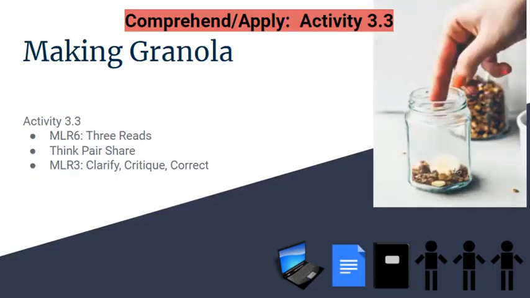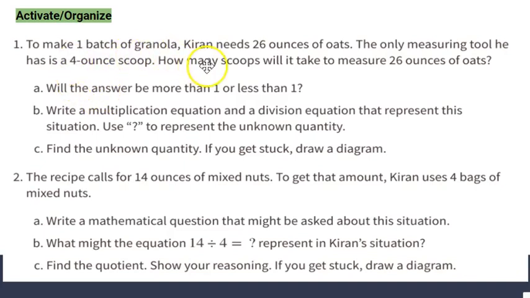All right, let's talk about some granola. To make one batch of granola, Kieran needs 26 ounces of oats. The only measuring tool he has is a 4-ounce scoop. How many scoops will it take to measure 26 ounces of oats? Is that going to be more than 1 or less than 1 scoop? What's this going to look like as a multiplication and a division?